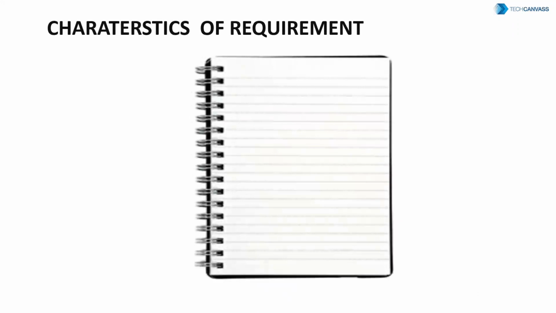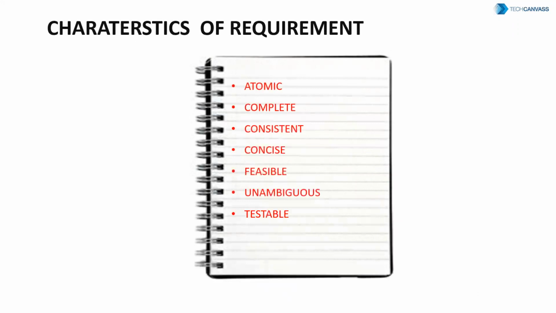To understand ambiguity in requirement, let us first get clear idea of a good customer requirement. Babcock Guide states 9 characteristics of requirement. They are atomic, complete, consistent, concise, feasible, unambiguous, testable, prioritized, and understandable. When even one of these qualities are missing from the requirement sent by the customer, it becomes ambiguous requirement.